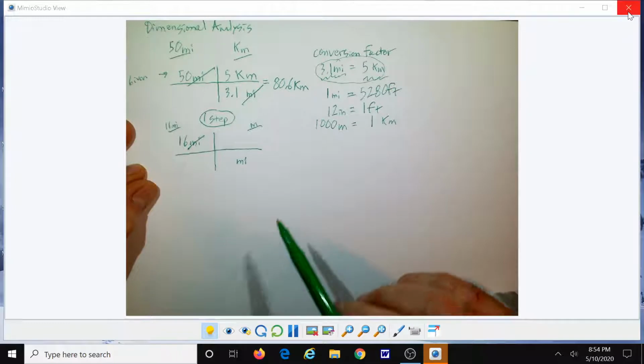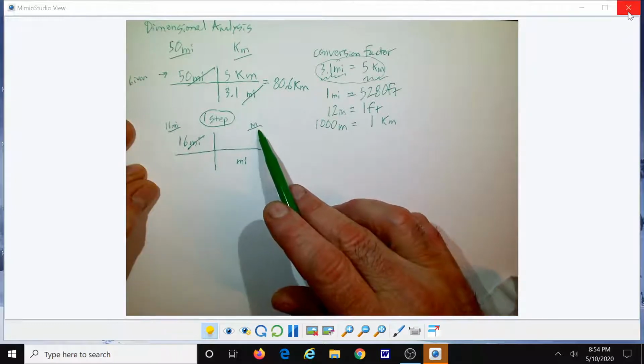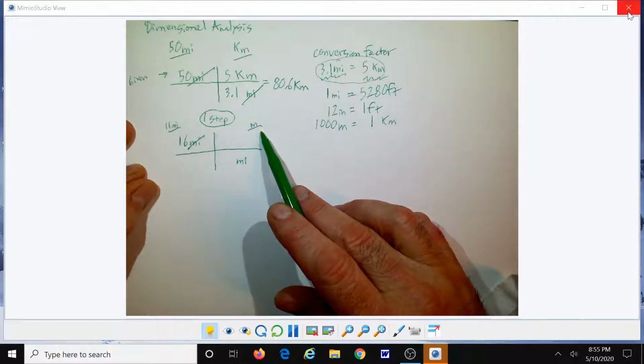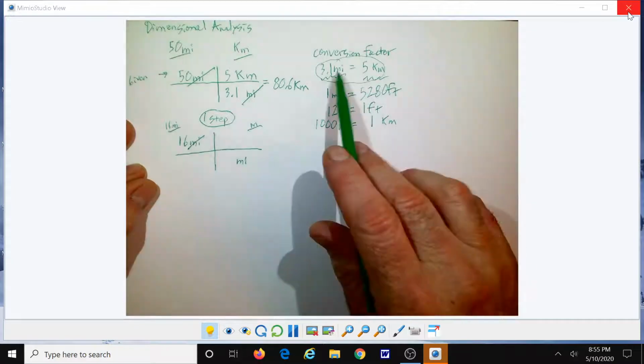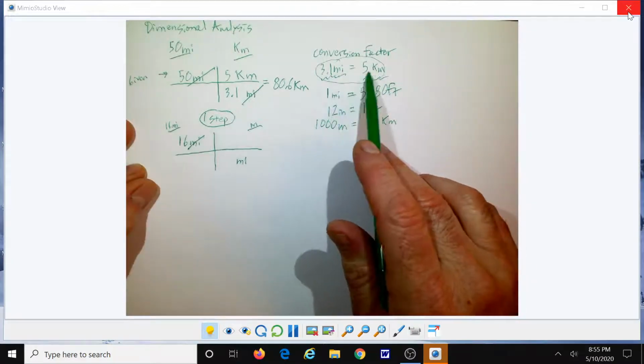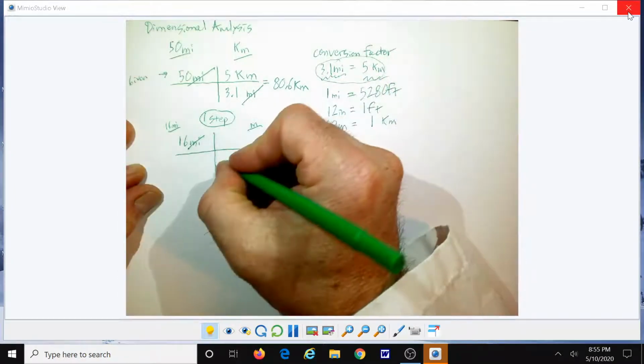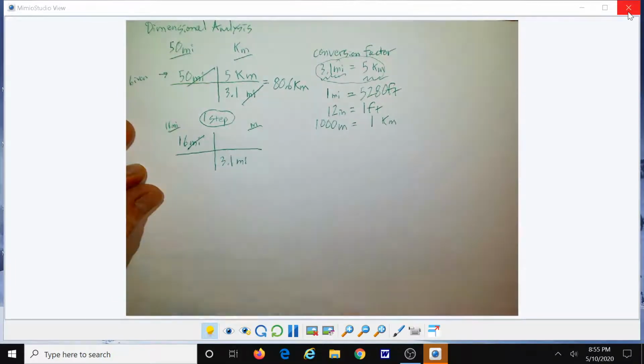So do we have anything that we can work towards meters? Well, we can't go directly to meters yet, but we could go something close to that, which would be kilometers, right, or kilometers. So if we take a look, we've got up here 3.1 miles is 5 kilometers. So the 3.1 would go on the bottom again.